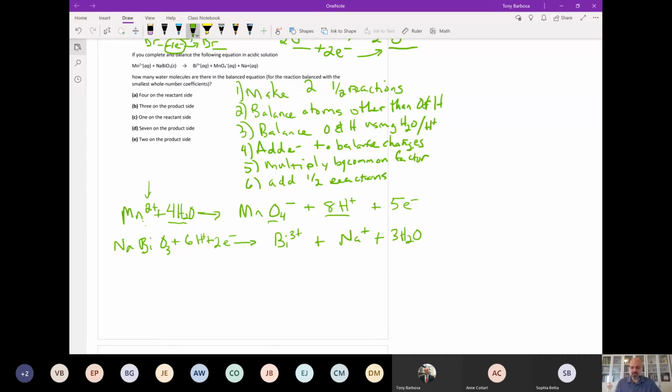Now we need to balance the electrons between both of them. You can see there's 5 electrons in the first equation. There are 2 electrons in the second equation. So if we multiply the first equation by 2, that'll give us 10 electrons. We multiply the second equation by 5, that'll give us 10 electrons in the lower equation. So we need to do that. I'm not going to distribute. You should be able to distribute by now, but then you add up the equations.